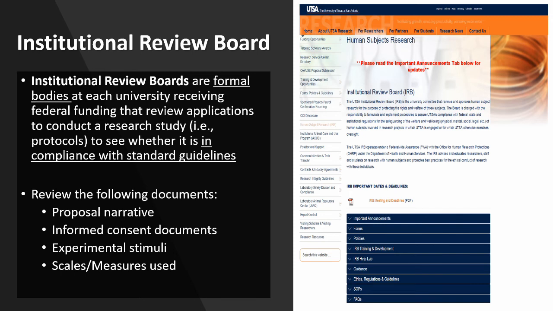The IRB asks researchers to submit a proposal narrative documenting all the steps the researcher wants to employ in the research project. They also have to submit their consent forms, any experimental manipulations, and scales or measures they're using in a questionnaire. The IRB carefully looks through all of the documents and decides whether the study does or does not meet the standards of ethics. To the right is the Institutional Review Board homepage at the University of Texas at San Antonio for your reference.